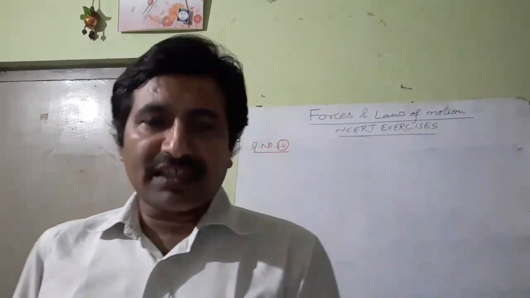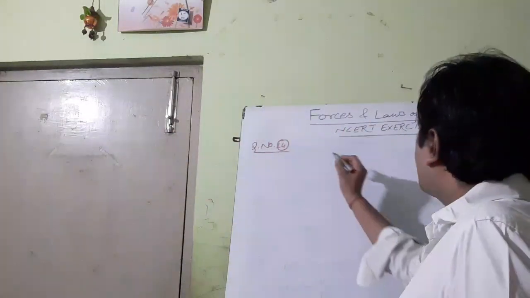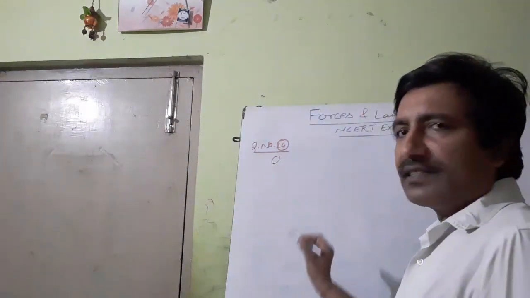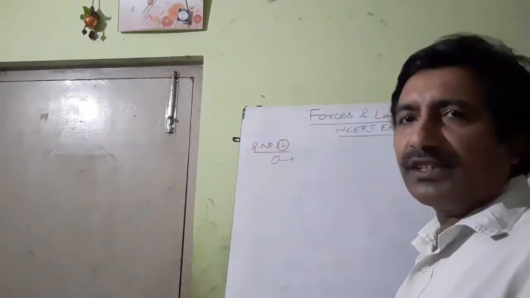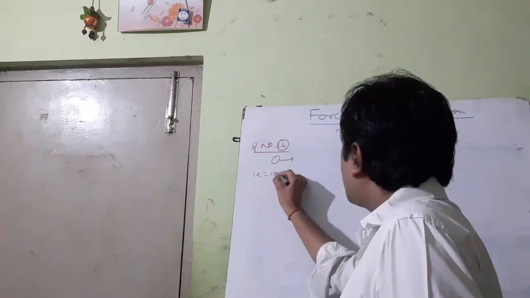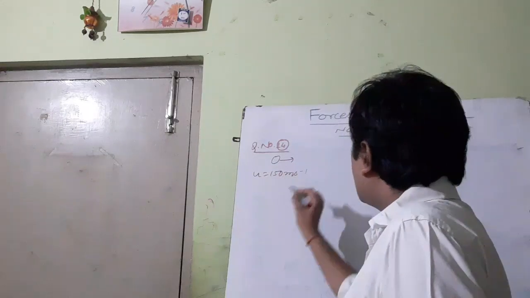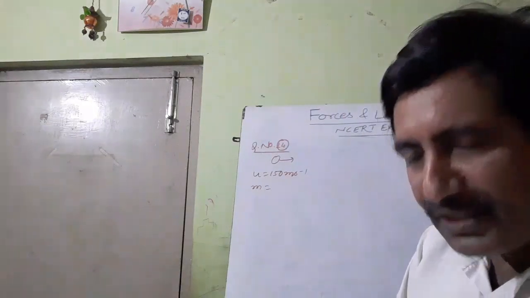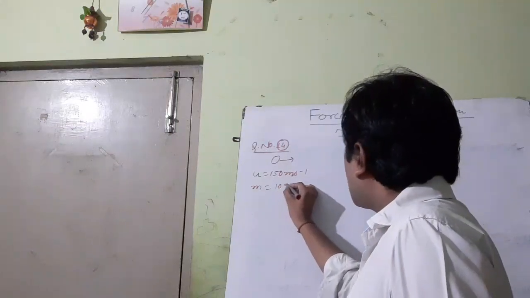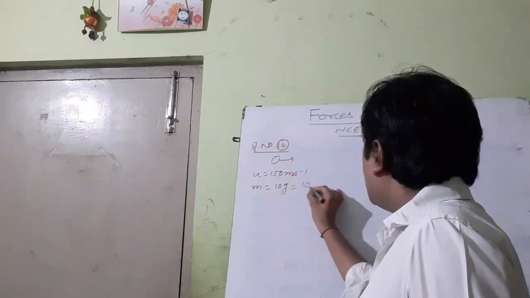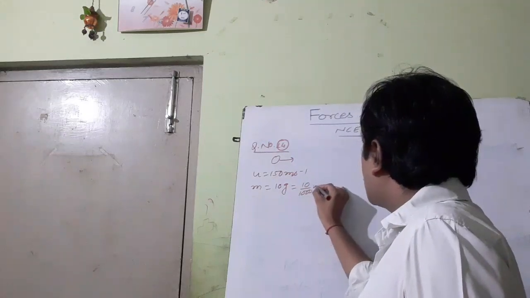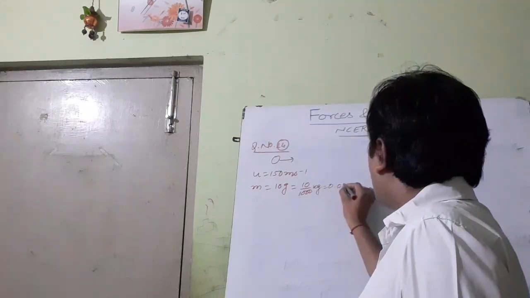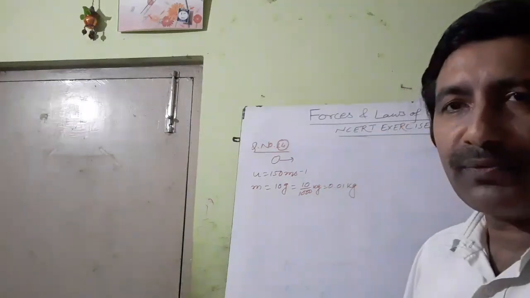So in question number 14, you just read, a bullet of mass 10 gram traveling horizontally with a velocity of 150 meter per second. Means there is a bullet. It is traveling with certain velocity and that velocity is u, it is 150 meter per second. Its mass is m. Mass is equal to 10 gram. Convert it into kilogram, it will be 10 by 1000 kilogram. Means this is 0.01 kilogram mass of the bullet.